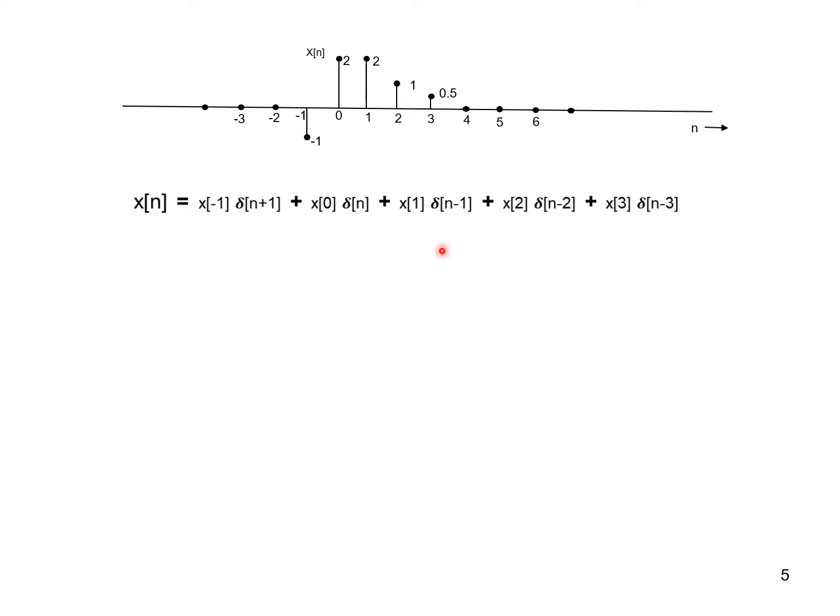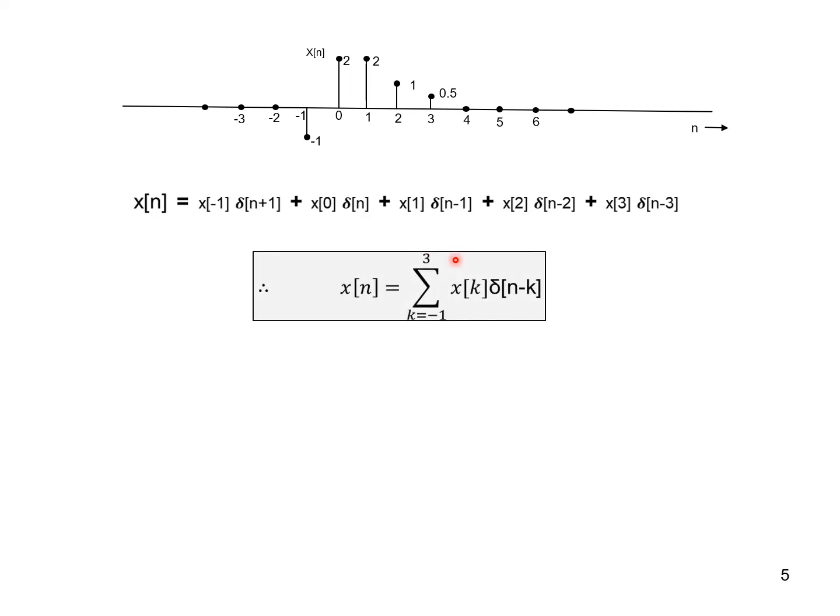See, this is what I write, which I can write in a shortened mathematical form using the summation symbol like this. Now x of n is nothing but the sum of x of k delta n minus k. Delta n minus k is the shifted impulse. k ranges from minus 1 to 3, because the signal starts at minus 1 and ends at 3, therefore the range of the signal is this. Because it is a short duration sequence, I get this kind of equation.